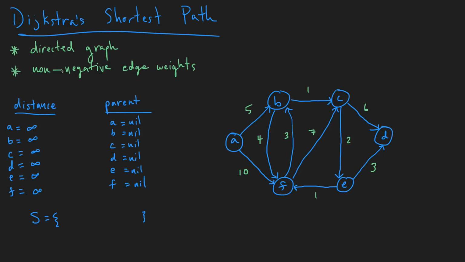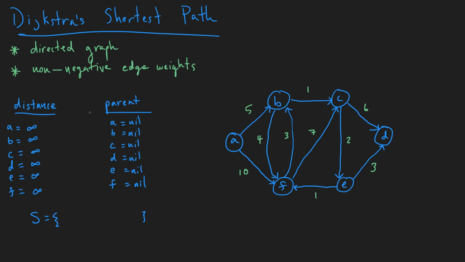Welcome to our 31st video with data structures and algorithms, and we're going to do an example of Dijkstra's shortest path algorithm. So we need a couple of things. First of all, we need a directed graph, and that has to be weighted, and it has to have non-negative edge weights for this to work.